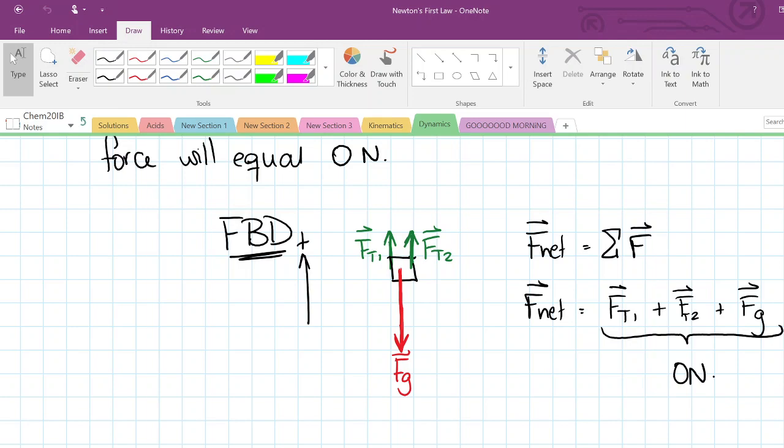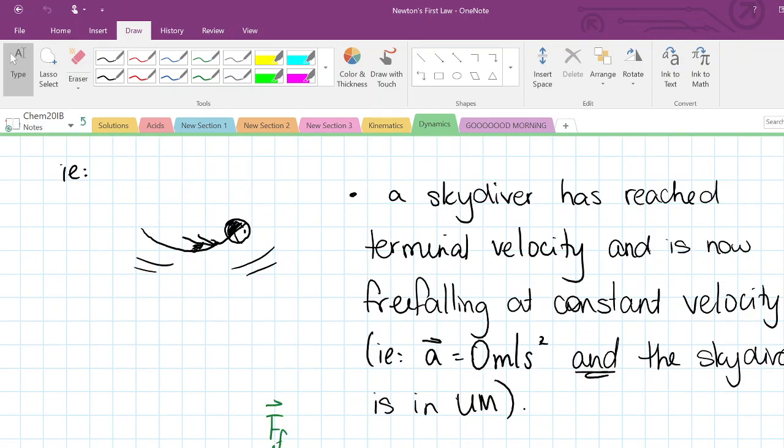Another example on the outside: if our skydiver has hit terminal velocity, we know that at that point the skydiver is falling at a constant velocity toward the Earth, and it can't accelerate anymore because the air resistance is impeding that acceleration. So if the skydiver is moving at terminal velocity, their acceleration is 0 meters per second squared, which means the skydiver is in uniform motion.